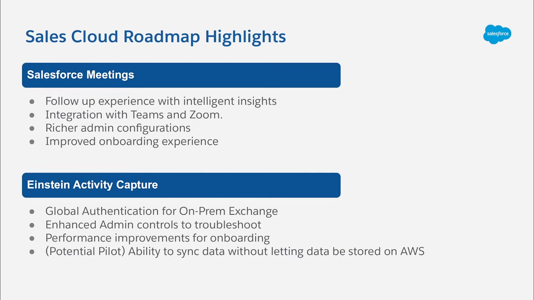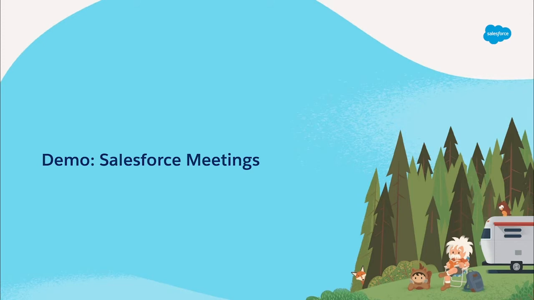And now for Einstein Activity Capture, we will be focusing on enterprise-level features in the coming releases. In our series of letting admins globally authenticate connections on behalf of their teams, we will be adding support for service accounts on on-prem Exchange. Next, a console to enable you to overview connection statuses for each user. We want your teams to be onboarded quickly, and we plan on improving onboarding performance for you. And last, a potential pilot of the feature that will allow you to sync data without storing on AWS at all. Now let's get into the demo.